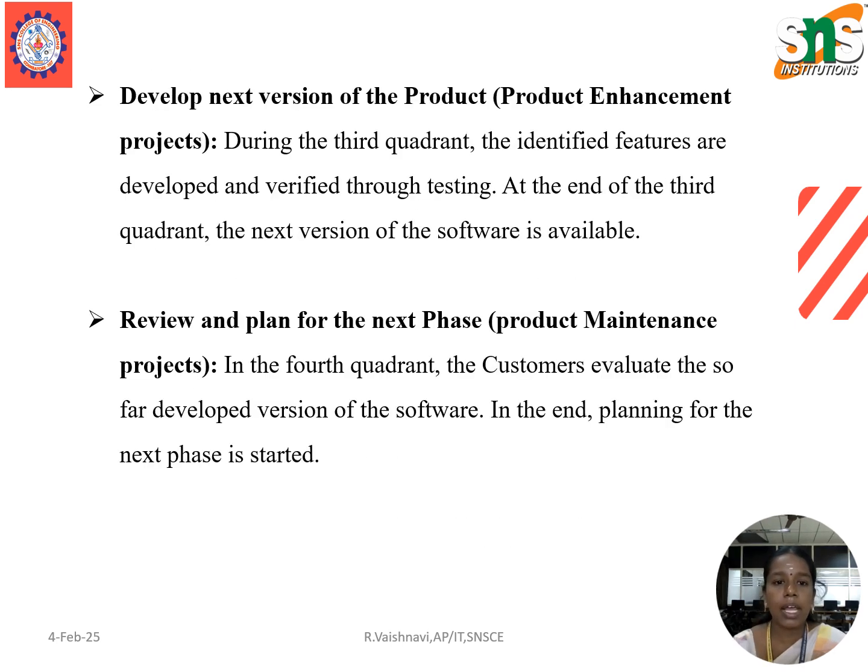And then third one, develop the next version of the product, enhancement projects. During the third quadrant, the identified features are developed and verified through testing. At the end of the third quadrant, the next version of the software is available. Fourth one will be review and plan for the next phase, product maintenance projects. In the fourth quadrant, the customers evaluate the development version of the software so far. In the end, the planning for the next phase is started.